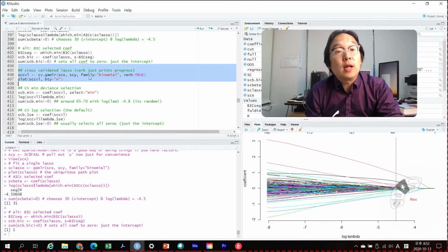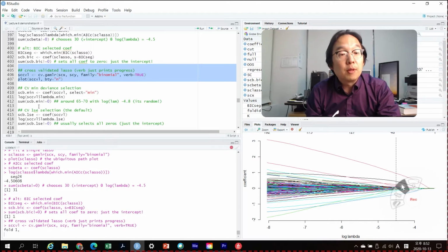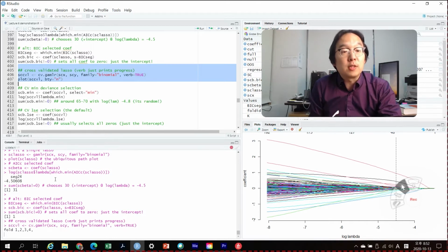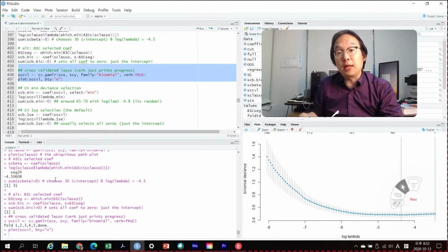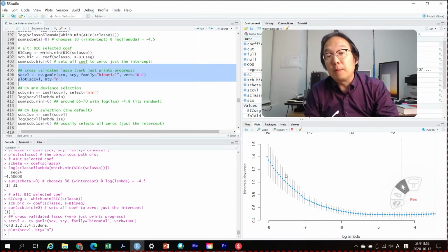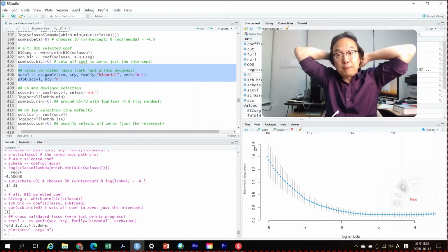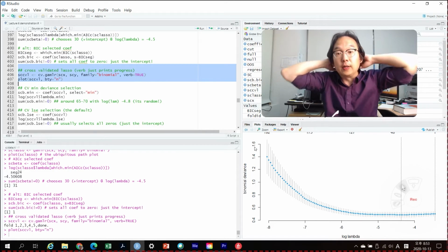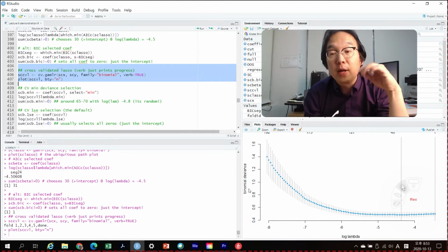SCX, SCY, family binomial, verb true. So you're going to see the explanations, right? By the way, fold 1, 2, 3, 4, 5, 6, 7, 8, 9, 10. And then the folding is done like that. And then the mean squared error is estimated with some errors in it. So you have folds, so you have different out-of-sample testing going on. And then the mean squared error, or the binomial deviance this time, is shown.